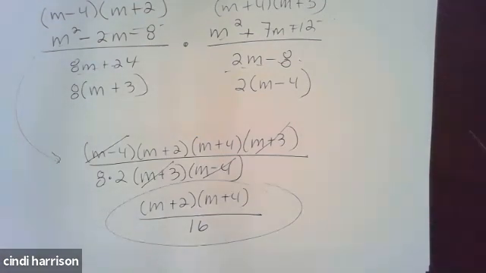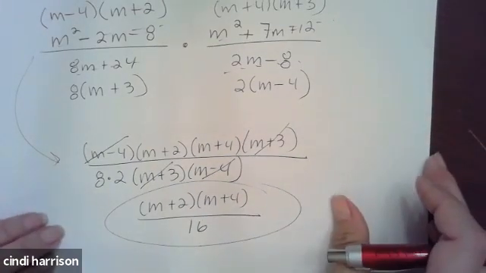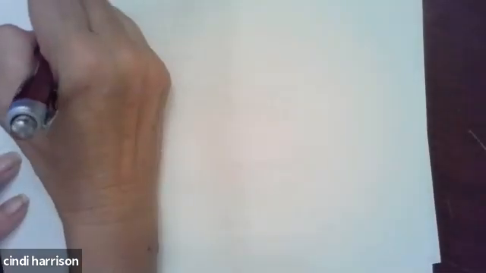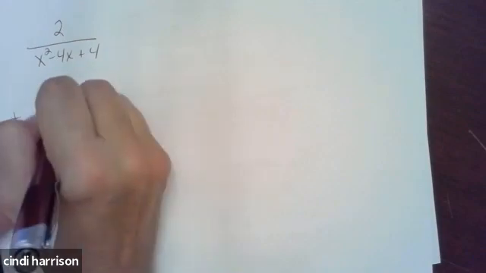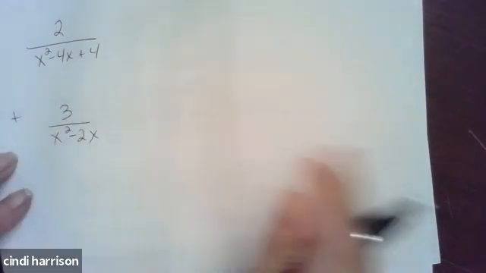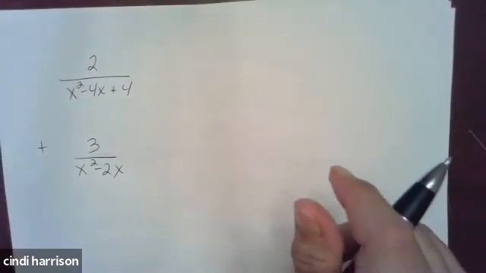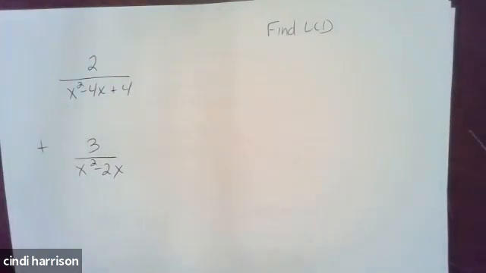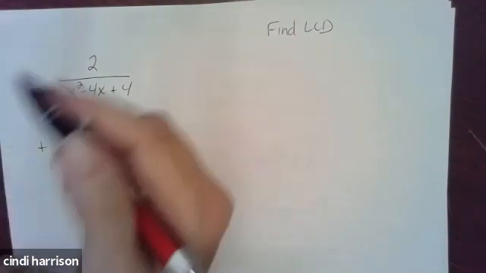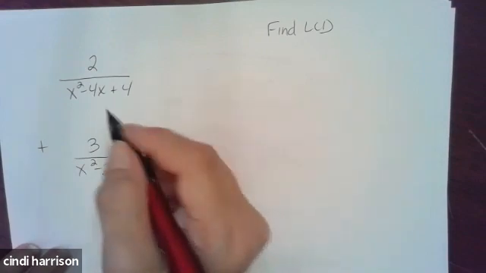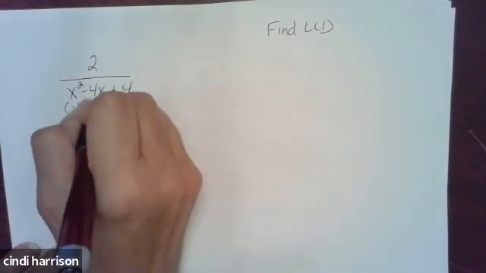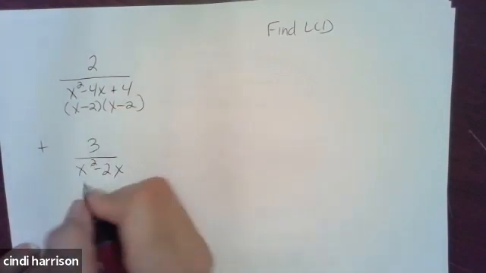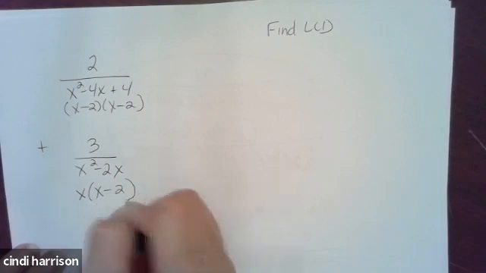All right, we also added and subtracted these fractions. So if I have 2 over x squared minus 4x plus 4 plus 3 over x squared minus 2x. All right, so the first thing to do is to find the LCD. Remember, to add or subtract fractions, we have to have a common denominator. So to find the common denominator, we start by factoring. So factoring here, I get x minus 2 times x minus 2. Here, if I factor out an x, that leaves x minus 2.